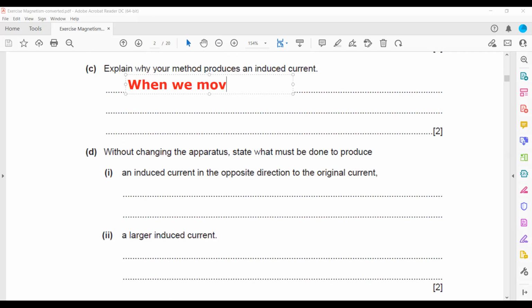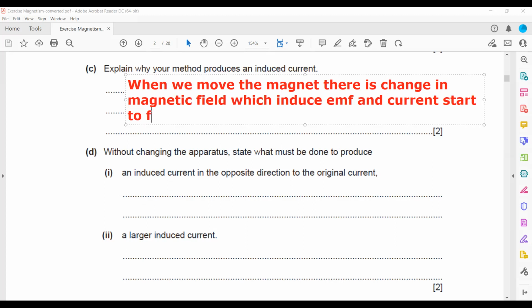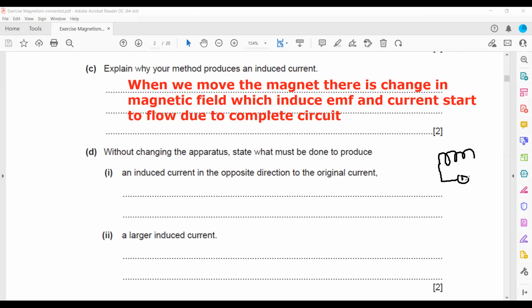When we move the magnet, there is a change in the magnetic field, which induces EMF, and the current starts to flow due to the complete circuit. Because the circuit is complete, it's not an open circuit. A solenoid is there, an ammeter is there. We move the magnet either towards or away. So when we move the magnet towards or away, there is a change in magnetic field and the current starts to flow in the circuit.